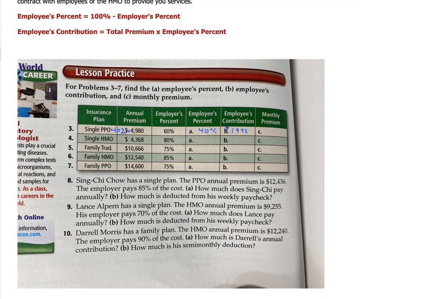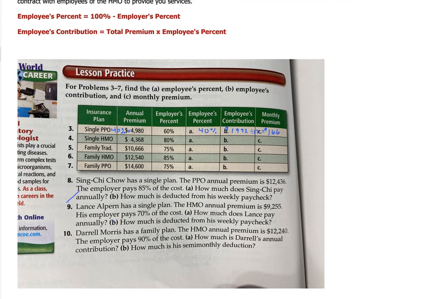That's dollars. Okay. And so that's the employee's annual contribution, so the whole year. The monthly premium, then, you just divide by 12, and you get $166. So this person pays $166 for their health insurance every month. Okay. So you will do 4, 5, 6, 7. That'll be just like that. And then I'll do number 9. I'll do number 9 with you as well.